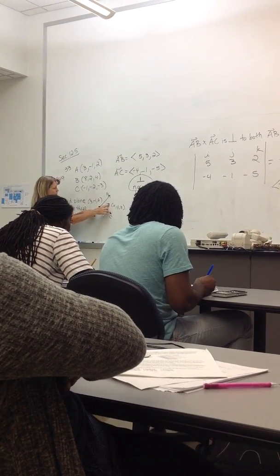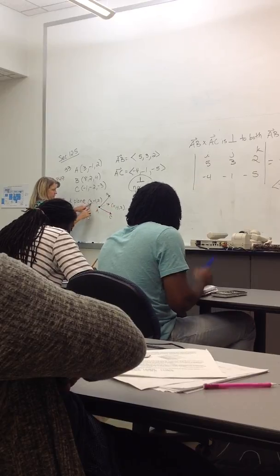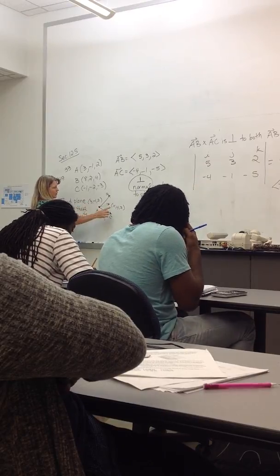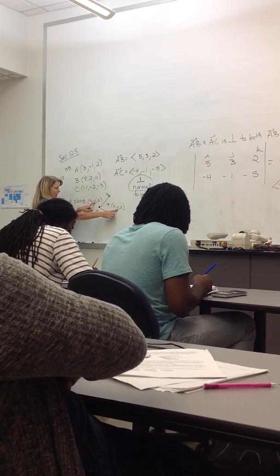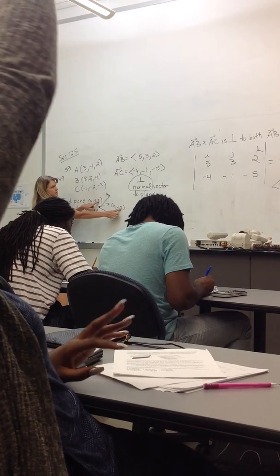If you found this vector, how would you find the x component of it? You'd take this x minus this x. How would you find the y component? You'd take that y minus that y. How would you find the z component? You'd take this z minus that z.